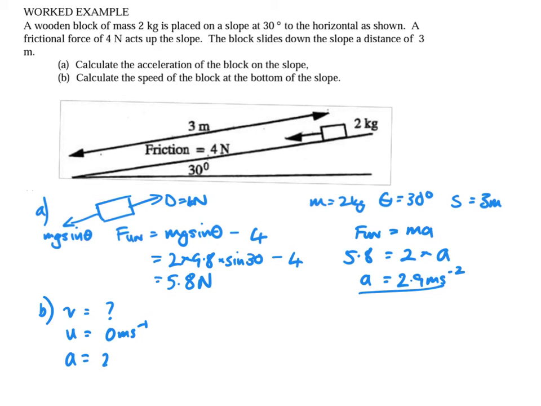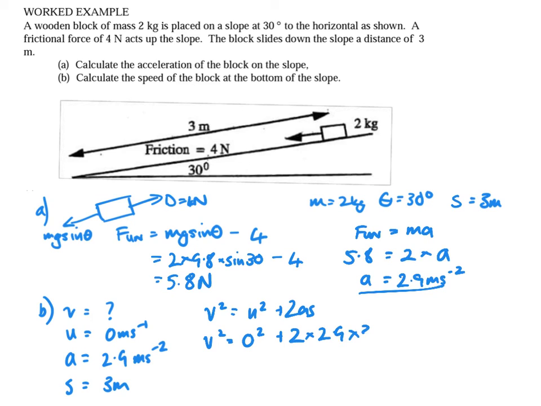We've got a is 2.9. Remember, we're taking down the slope to be positive. And we have the s is 3 meters. So easiest one here, v squared equals u squared plus 2as. Remember, show your substitution. Calculator out.